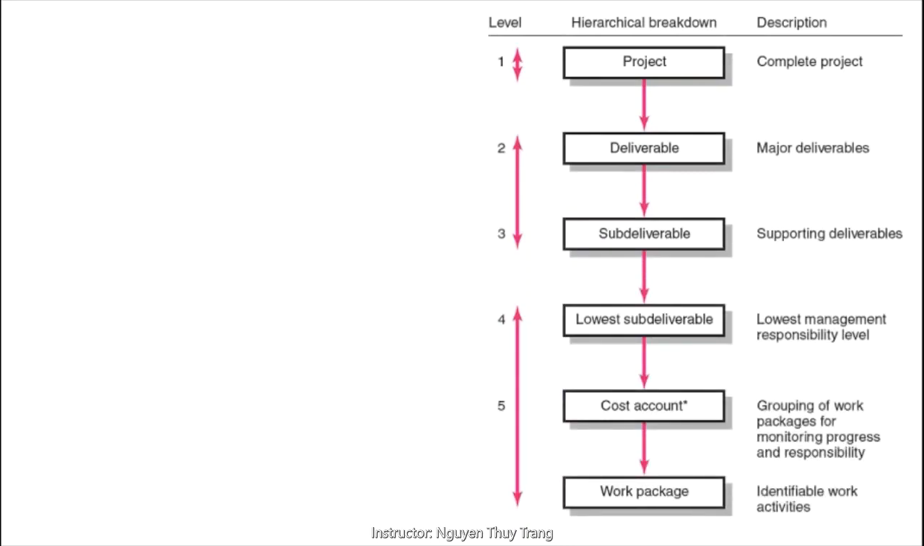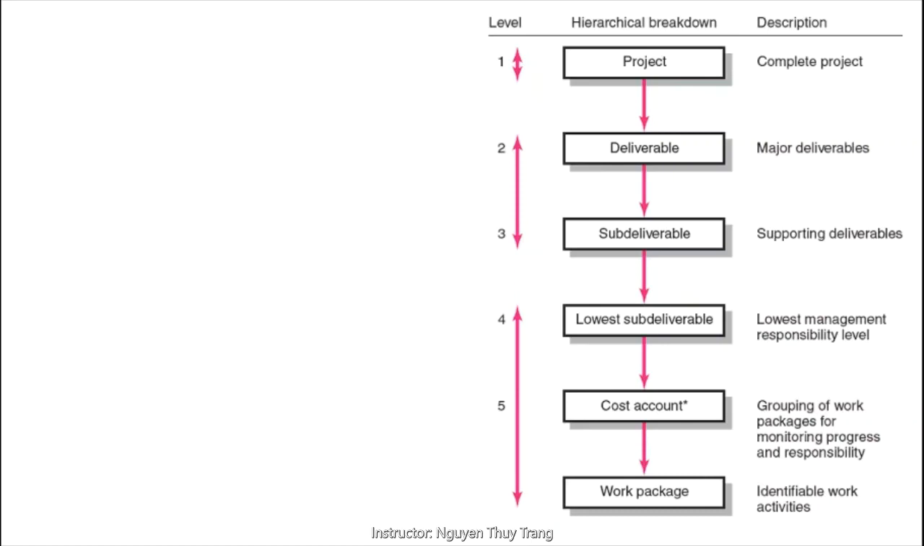The levels of the structure can also represent information for different levels of management. For example, level 1 information represents the total project objective and is useful for top management. Level 2, 3, and 4 are suitable for middle management, and level 5 is for first-line managers.